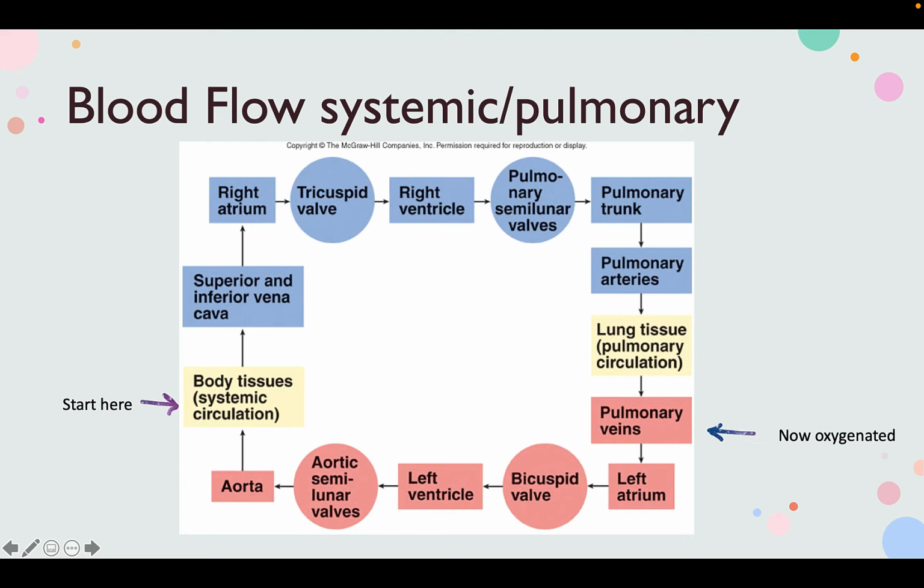Pulmonary veins coming into the heart. So still going back to the heart, veins. Left atrium, bicuspid or left atrioventricular valve, left ventricle, aortic semilunar valves, aorta, supply the rest of the body with oxygen, and then we repeat. So the heart is just doing this over and over.